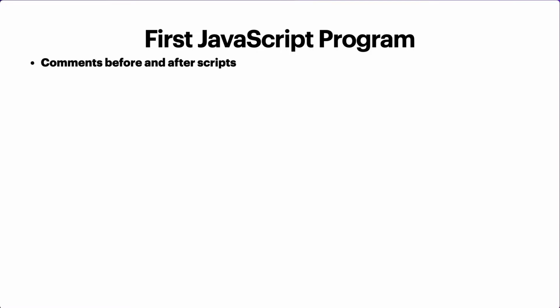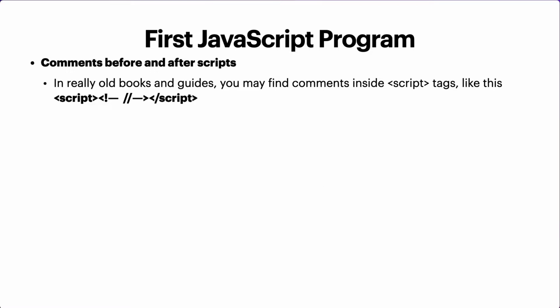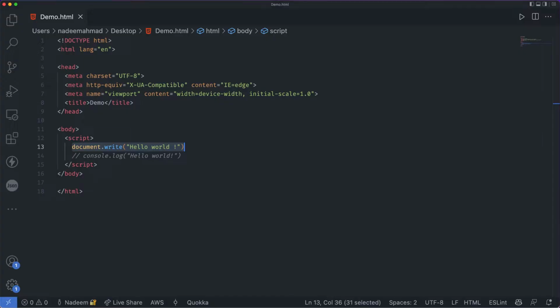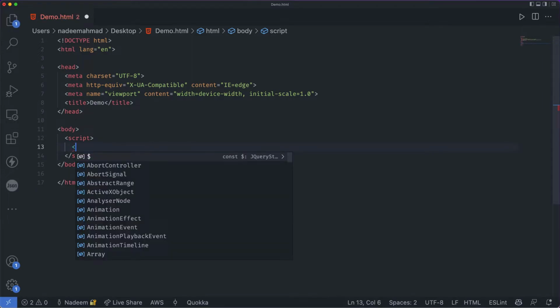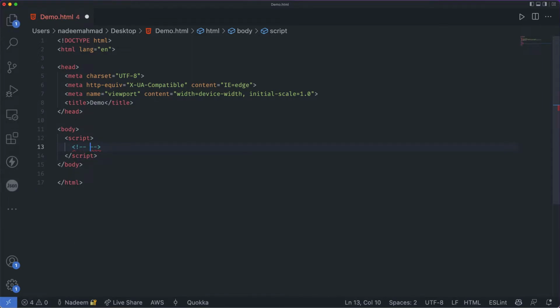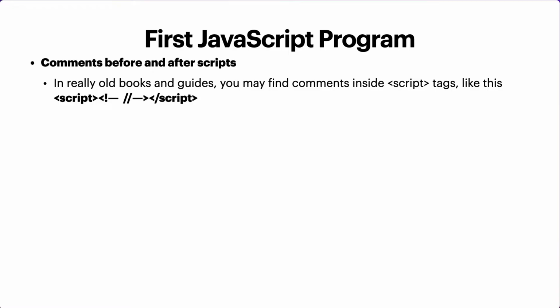So yeah, comments before and after the script. In really old books and guides, you may find comments inside the script tags like this. It's not very clear, but I'll show you what it really means. When I open the script tag, and I'll just remove the script, you would find something like this. If you find something like this in the code, it means that it's really old code.